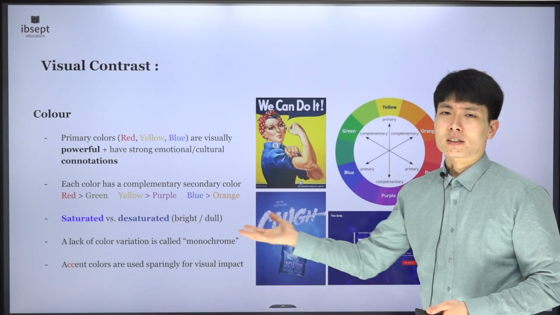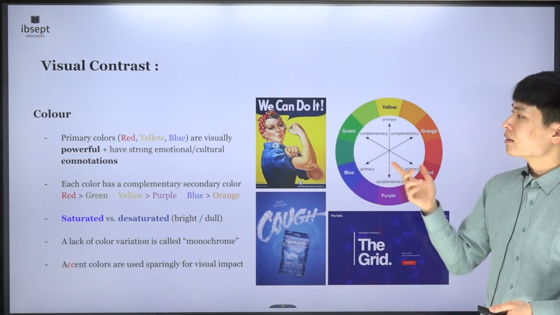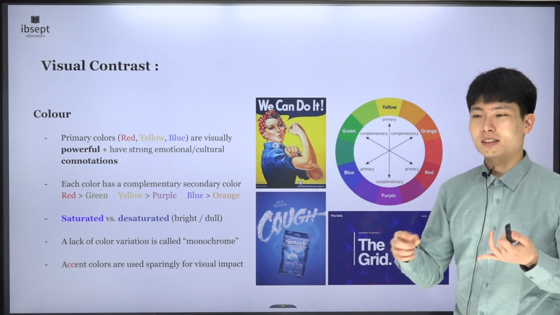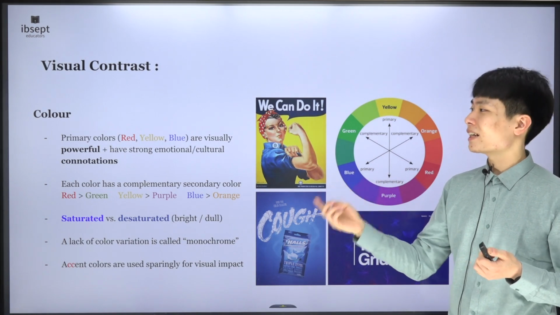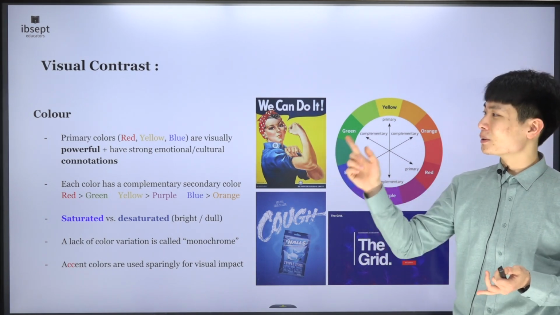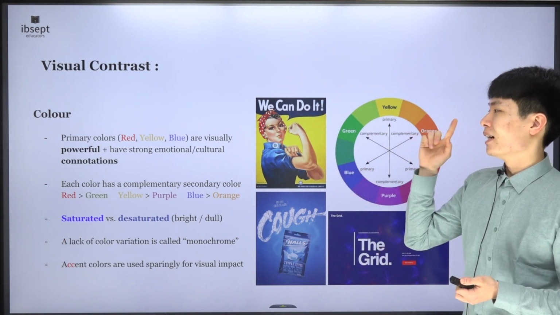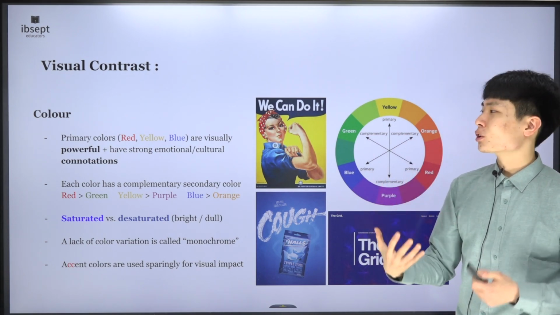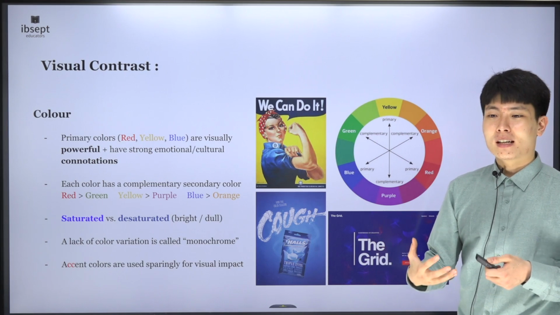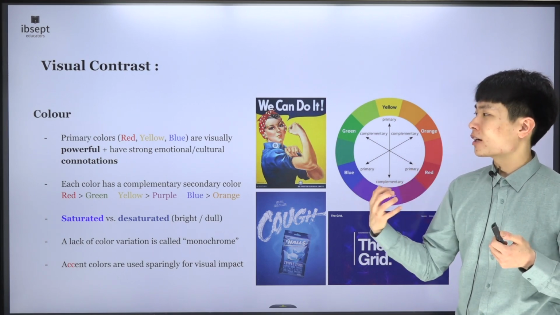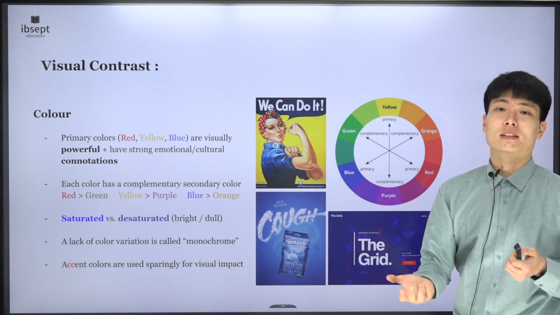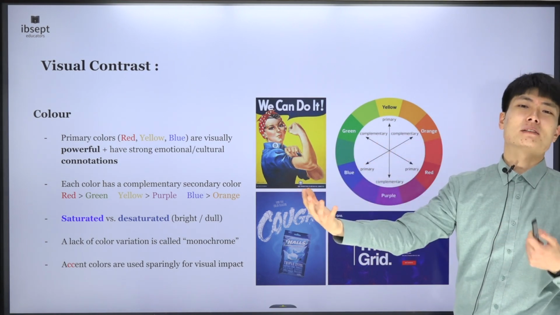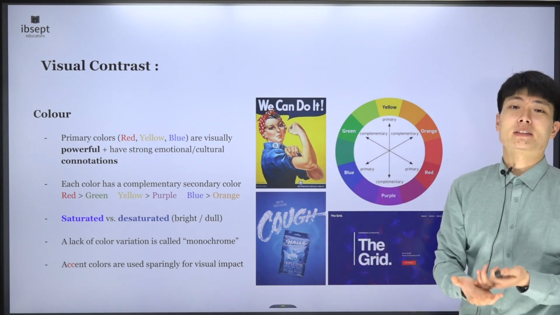I can also talk about colors themselves. So just to remind yourselves, from your kindergarten or primary school art classes, the primary colors are blue, yellow, and red. These primary colors are visually powerful. That means they have strong emotional and cultural connotations. For example, when we say red, there are just so many different associations you can create with that color, right?